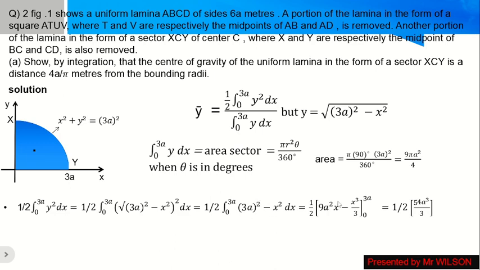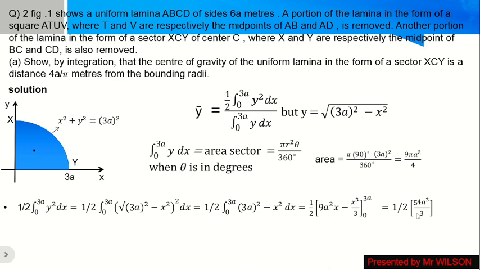So we get this. You will now simplify and replace the value of 0 and 3a, and you subtract from when it is 0. So when it is 0 here, we can already see everything becomes 0. So you just replace for 3a and you simplify. You're going to get 1 over 2 into 54a cubed over 3. So we get this for the integral for the upper part.